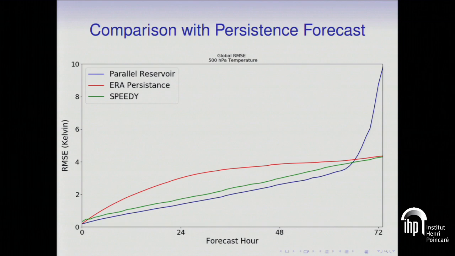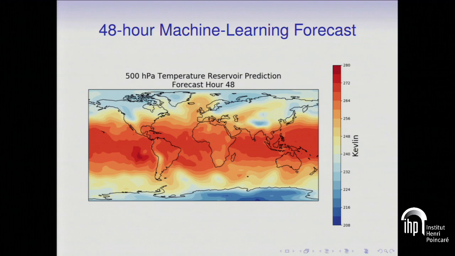This is just what a 48-hour forecast from the machine learning only looks like. I'm just showing you a picture to try to convince you that at least there are no obvious artifacts of this parallel approach, chopping things up into small regions to forecast.